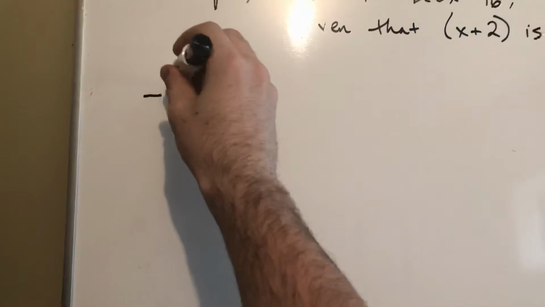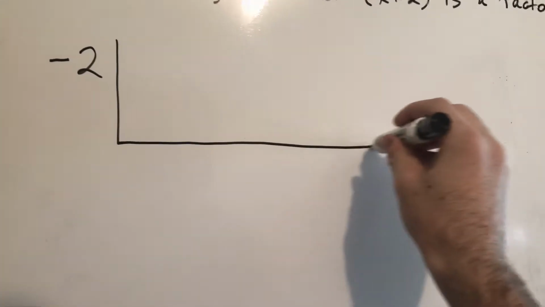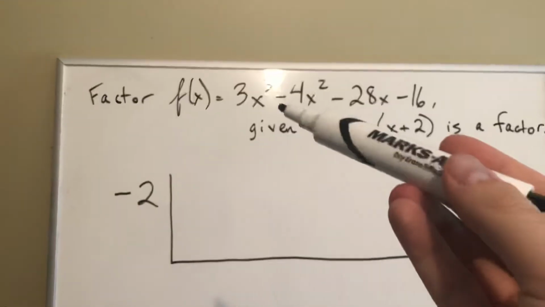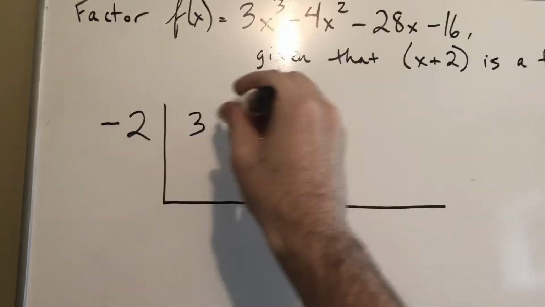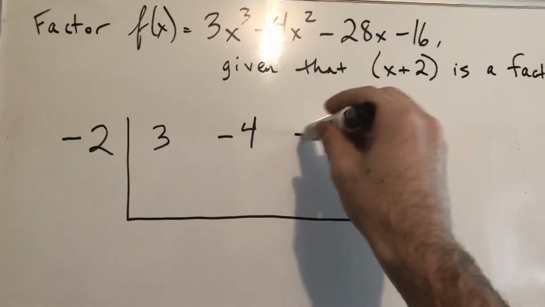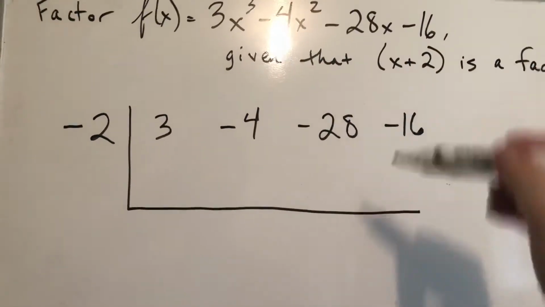Like I said, -2 because it's x plus 2. And I have my exponent degrees starting at 3, going all the way down to 0, so I'm going to fill in those coefficients. I've got 3, -4, -28, and -16. All your signs are super important.